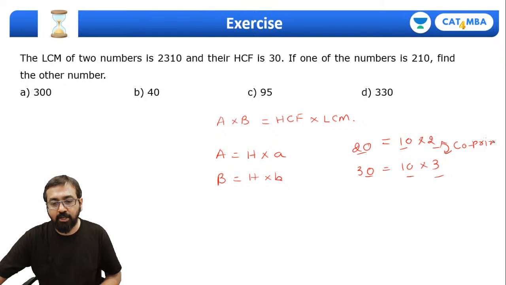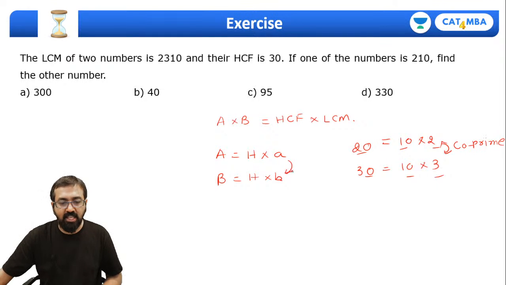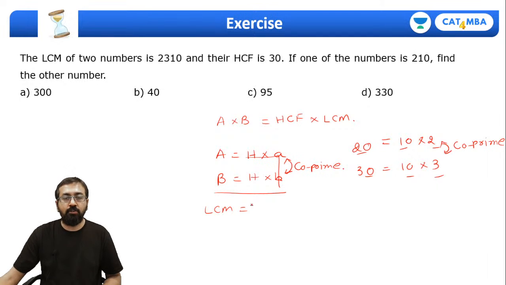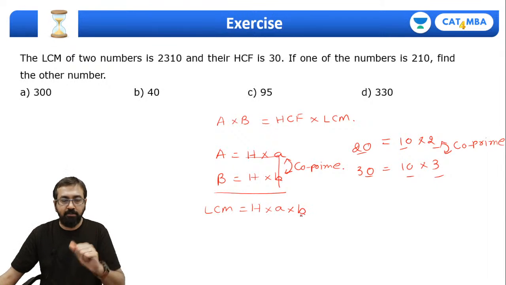Yes, everyone, are you with me? So in the same way, this A and B should be co-prime to each other. Right? Okay. Now, what is the LCM? We always used to draw this reverse L. So it's H into A into B. Yes or no? Do you agree with this?